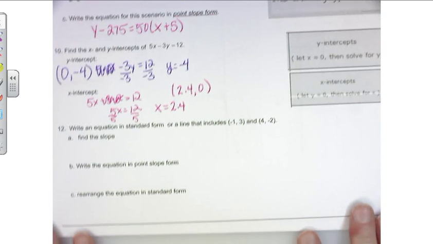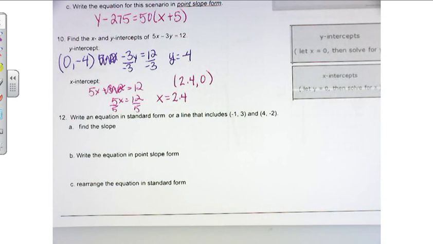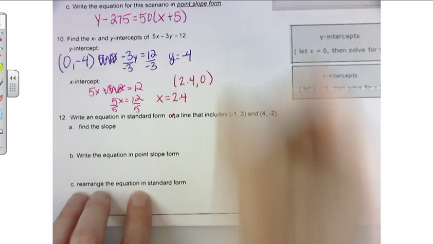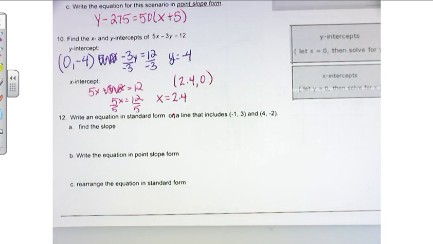Hey, look at that, we're almost done. Last question. This is going to say to write this in standard form on, not or, on a line that includes (-1, 3) and (4, -2). So again, we're going to have to find the slope. How many times in my life, Miss Rooney, am I going to have to find slope? And the answer is forever, forever. In physical science and in algebra, you're always finding slope.